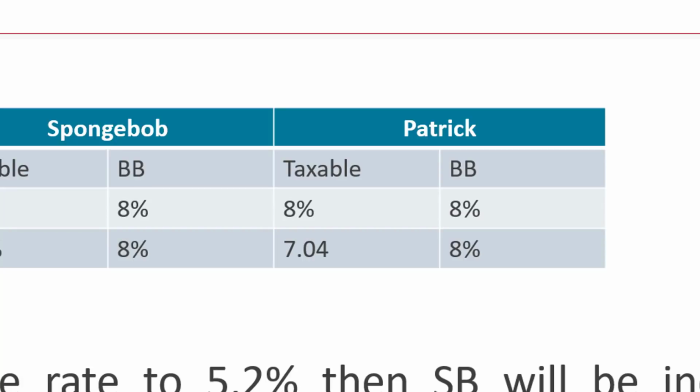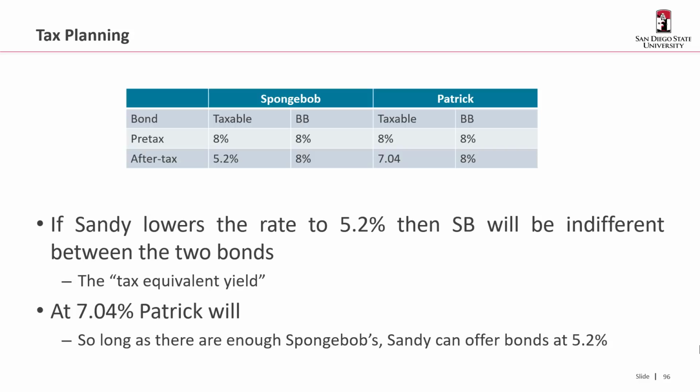At 7.04%, Patrick will be indifferent between the two bonds. So for example, if Sandy lowers the Bikini Bottom interest rates to 5.2% on the next issuance, then she's probably not going to get too many Patricks to join the system because they're better off buying the taxable bond, right? If Bikini Bottom is only paying 5.2%, then Patrick's better off in the 7.04% after-tax taxable bond.